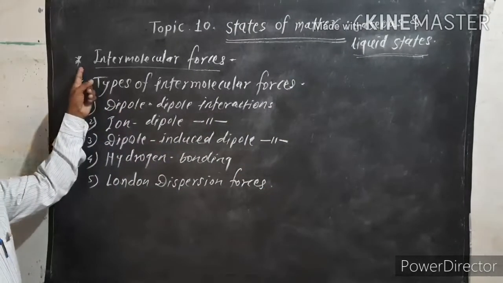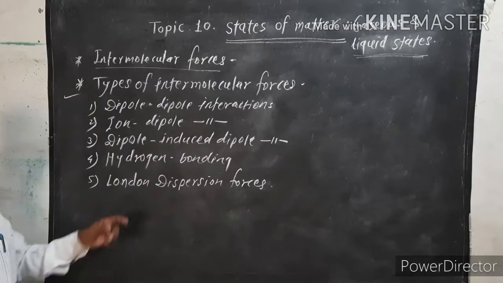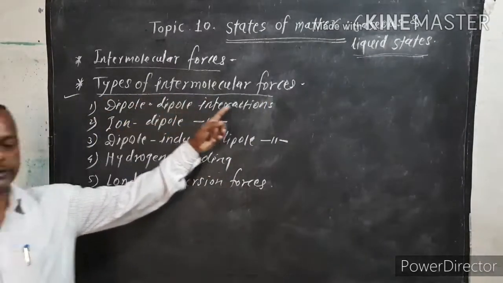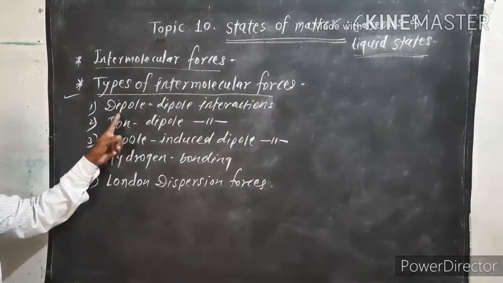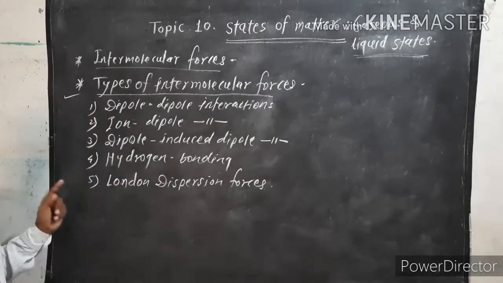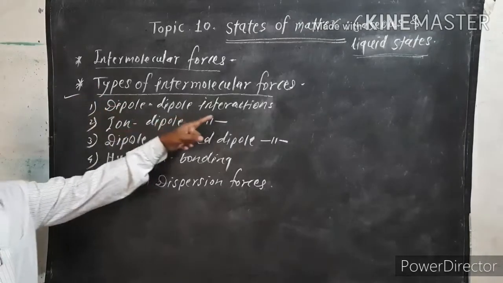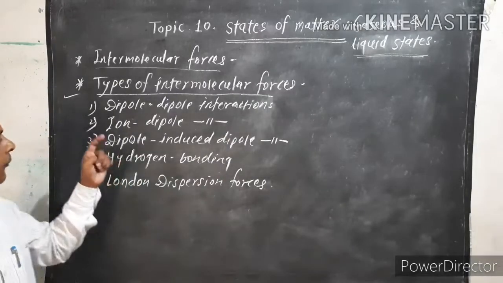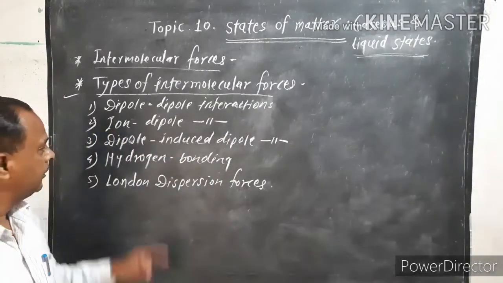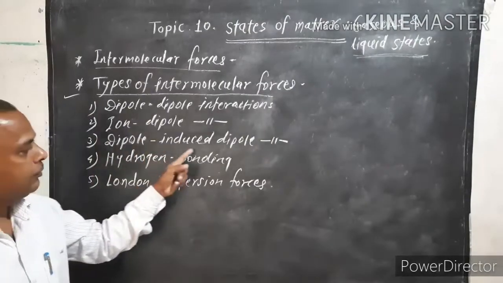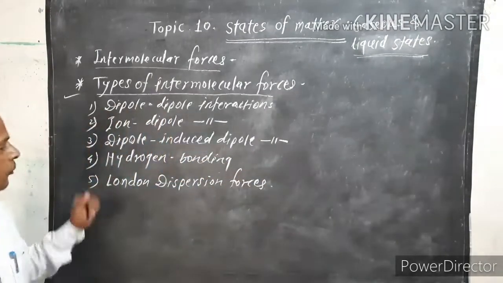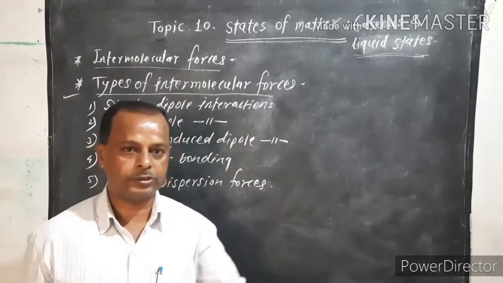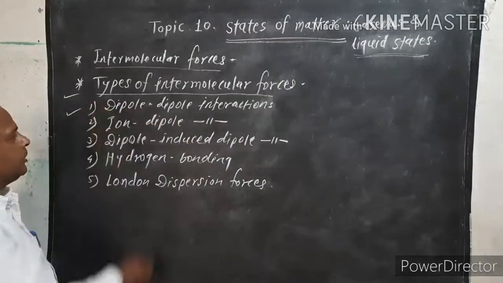Now the next point is the types of intermolecular forces, or types of intermolecular interaction. They have given 5 types here. The intermolecular forces are classified in this way. First one is the dipole-dipole interaction. Second one is the ion-dipole interaction. The third one is the dipole-induced dipole interaction. Fourth one, hydrogen bonding, and the fifth one is the London dispersion forces. Now we will see this first.